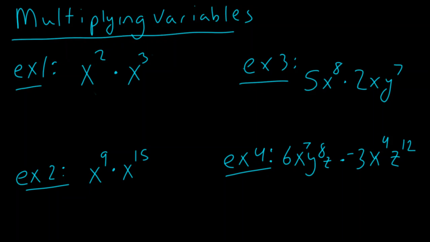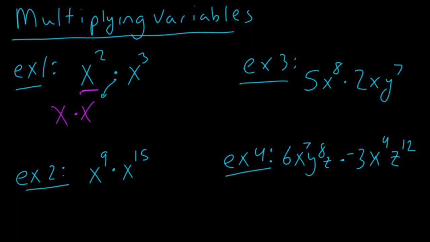We have x squared times x cubed. And so what I'm going to do is underline x squared, and I really want to break down what x squared actually means. Well, it really means x times x. So what we're saying is x squared is really x times itself one time.